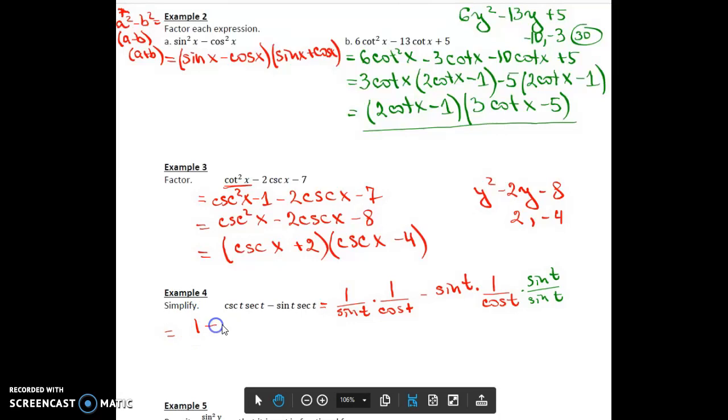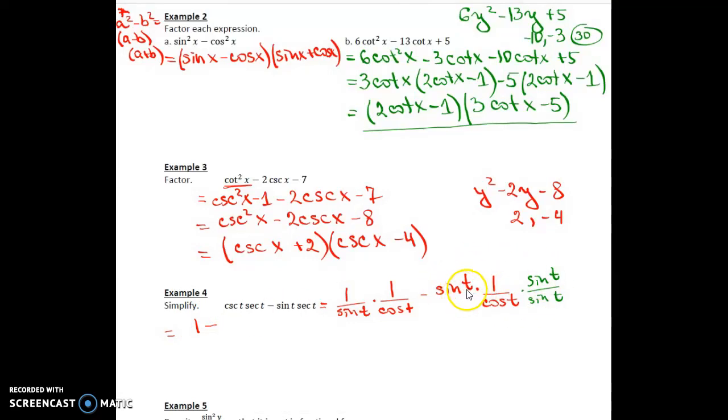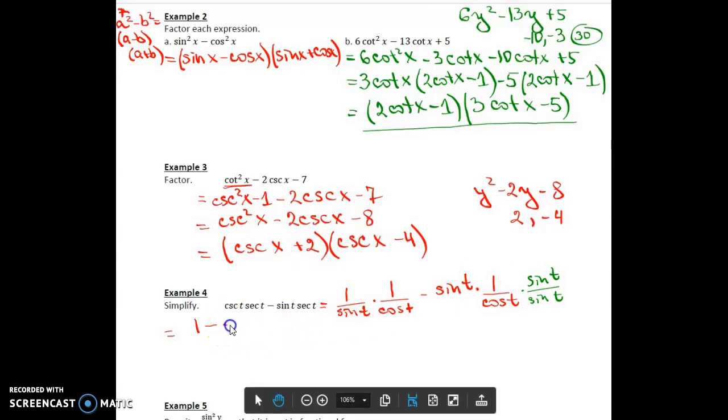We have 1 minus, from the right fraction, sine of t times sine of t. So we have 1 minus sine squared of t. And then we have a common denominator of sine of t times cosine of t. Over the top, I'm seeing ones and squares. There must be a Pythagorean identity that I can use.